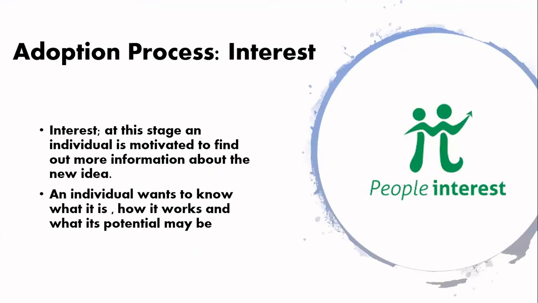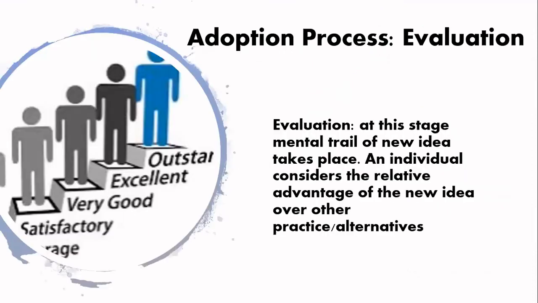Then people come to the interest level. At that stage, the individual is motivated to find out more information about this new idea. He first has a rough understanding of the product or innovation, then he develops some interest. Okay, there is some kind of product; we should find out more about how it functions, what the cost is, how it is implemented, what the drawbacks and long-term benefits are. An individual who wants to know what it is, how it works, and its potential is at the interest level, the second stage of adoption.